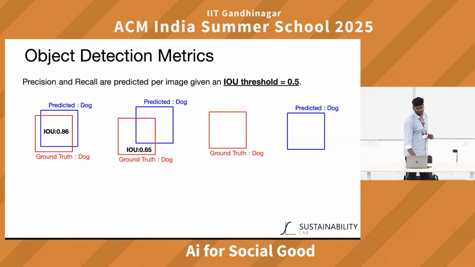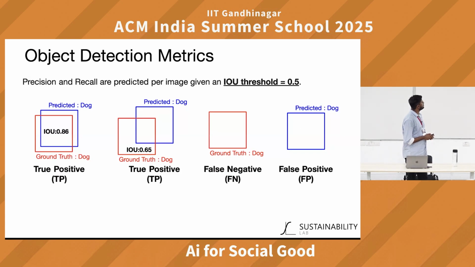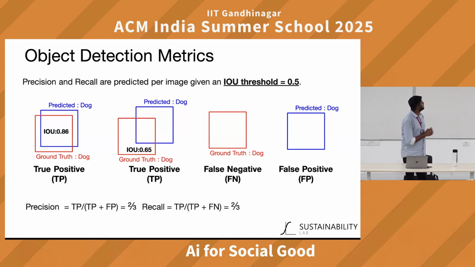Okay. Now, what about the second one? This one, my IOU is 0.65. I predicted dog and the ground truth was dog. True positive. What about the third one? Where the ground truth is dog, but I don't predict anything. What about the last one? Are these correct? I think these are correct, right? So for this image, we can say we had a precision of 2 by 3 or 0.66. Recall of again 2 by 3, which is again 0.66.